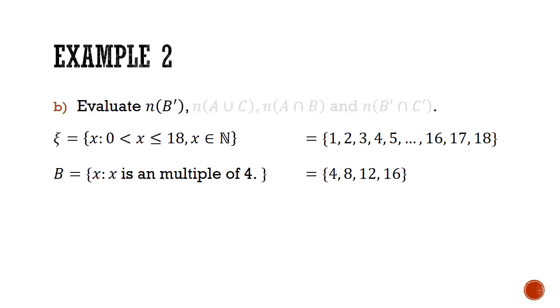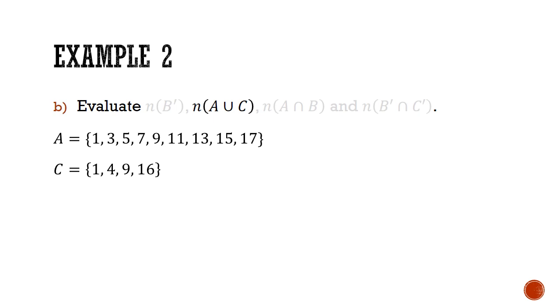For the first part of part B, we don't need to list out all the elements in the complement set of B, because the number of elements in B and B prime should add up to the number of elements in the entire universal set. Hence, we can subtract the cardinality of set B from the universal set, and this will tell us that the cardinality of the complement set of B should be 14.